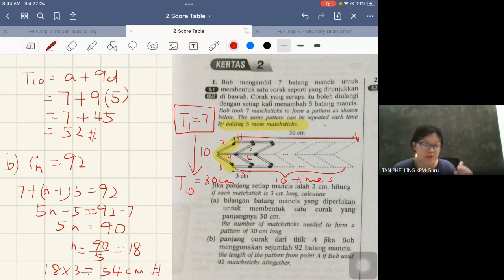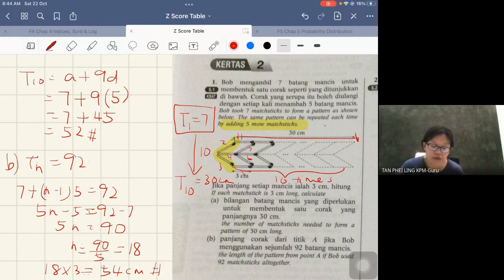After that, you also analyze that the first one is 7, all right? Then every time it adds 5 matches, and each time the 5 matches gives you 3 cm. So that's why you need to find out that actually the 3 cm is equivalent to 5 matchsticks. Okay, then they state that they want 30 cm long.